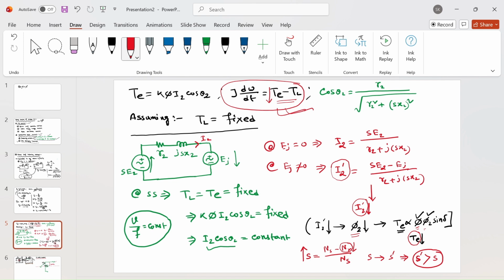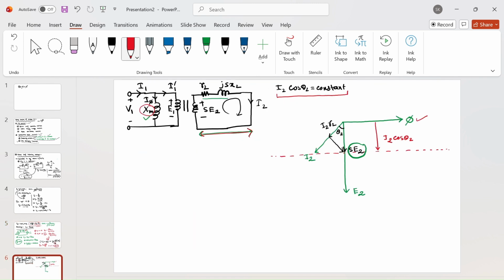So we will understand how it happened, like the transient phenomena. This is how the rotor EMF injection method actually works, and we will see a few more things from the figure point of view. Here, what we have observed is that S prime is more than S. That means the speed of the induction motor is reducing.